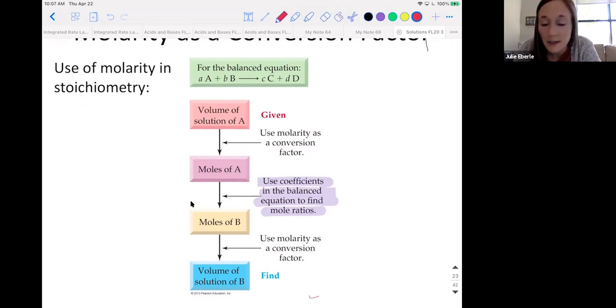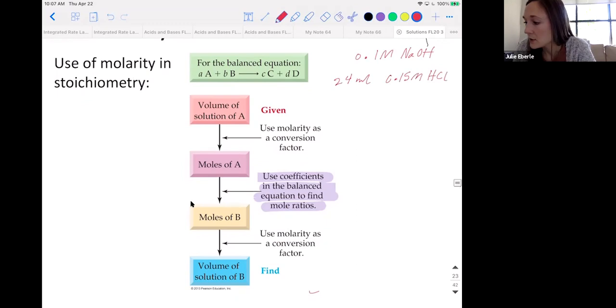So let me read the problem. It says we have 0.1 molar NaOH. Your numbers may be different, Autumn, on your problem. And then it tells me on my problem, I've got 24 milliliters, and I have a 0.15 molar solution of HCl, okay? So if your numbers are slightly different, you just plug in your numbers.